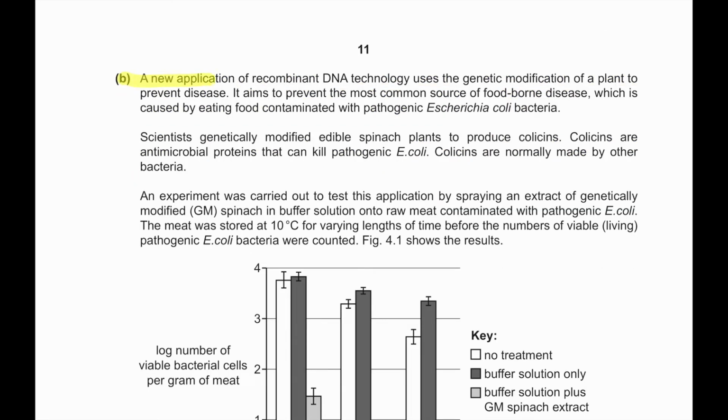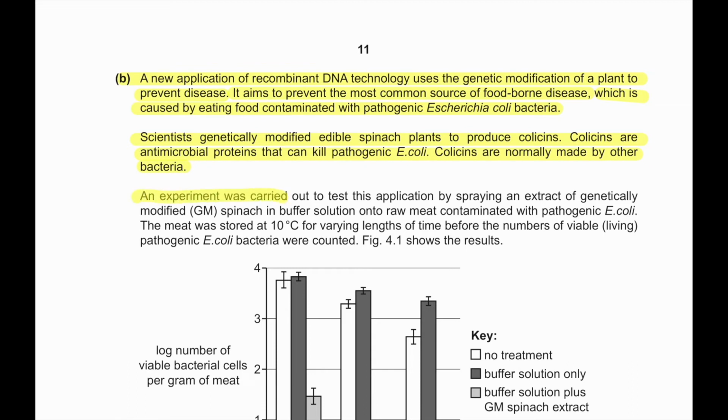Part B, a new application of recombinant DNA technology uses the genetic modification of a plant to prevent diseases. It aims to prevent the most common sources of foodborne disease, which is caused by eating food contaminated with pathogenic E. coli bacteria. Scientists genetically modified edible spinach plants to produce colicins. Colicins are antimicrobial proteins that can kill pathogenic E. coli. Colicins are normally made by other bacteria.